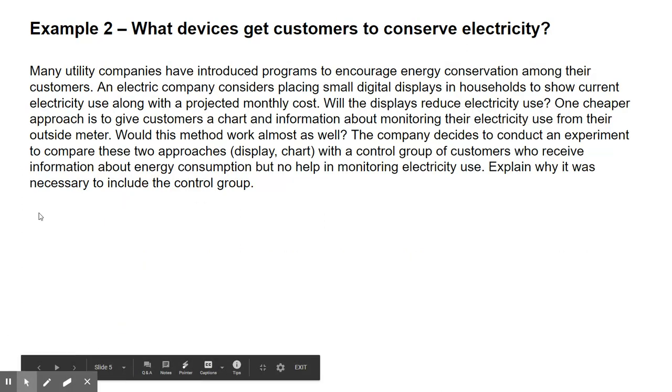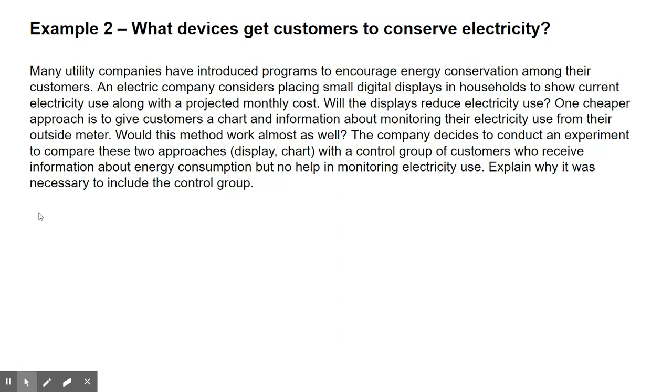Okay, so example 2: what devices get customers to conserve electricity? Many utility companies have introduced programs to encourage energy conservation among their customers. An electric company considers placing small digital displays in households to show current electricity use along with a projected monthly cost. Will the displays reduce electricity use? One cheaper approach is to give customers a chart and information about monitoring the electricity use from the outside meter. With this method, it might work almost as well. The company decides to conduct an experiment to compare these two approaches with a control group of customers who receive information about energy consumption but no help in monitoring the electricity use. Explain why it was necessary to include the control group.